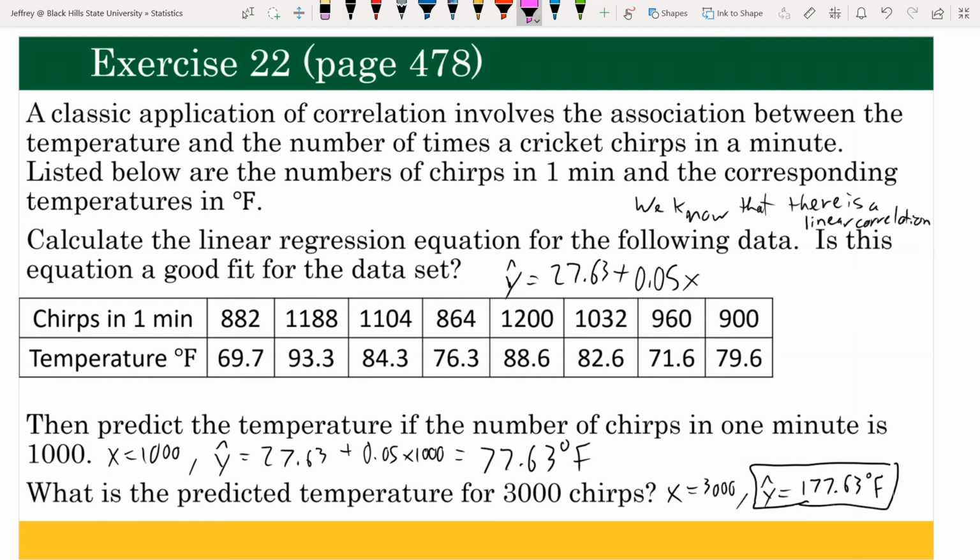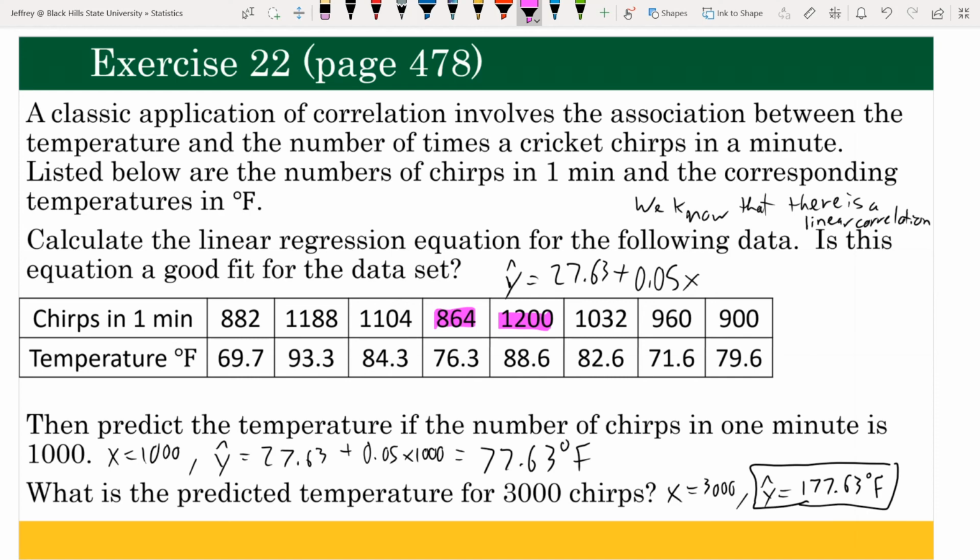So if we look at the smallest and largest x values that we have here, for example, the largest we have is 1200, and the smallest, at least from what I can tell, is 864. So we don't want to go too far out of that range for a number of reasons. One, because it's very unrealistic for a cricket to be chirping 3,000 times, let alone being able to survive 177.63 degrees Fahrenheit. And two, because outside of that range, the best line of fit may not actually be linear. It might, for example, level off, or it could change into something else, or it could just be unpredictable.